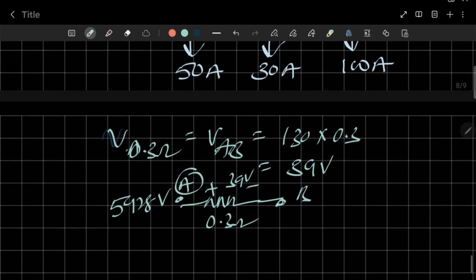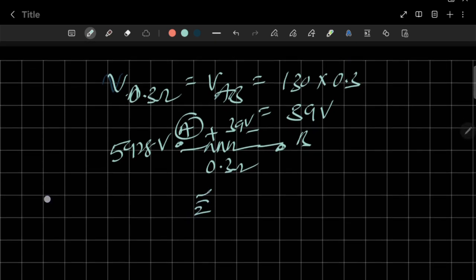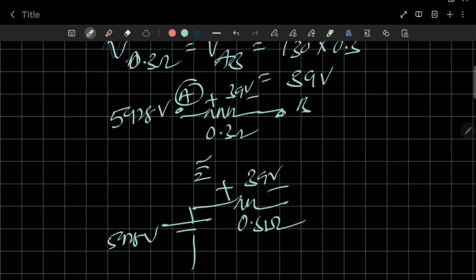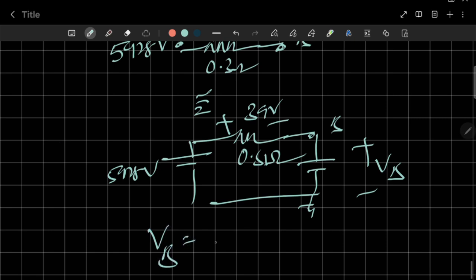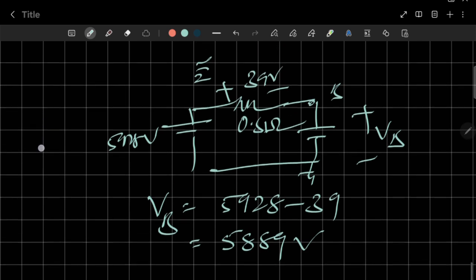Now you see, it is a simple circuit consisting of the source of 5928. So I can redraw this one like this. Source is 5928 volts and here I can take 0.3 ohms which has a voltage of 39 volts. Here node B is there. I don't know what is the voltage at this node B. So this is what I need to calculate, VB. A simple KVL you apply. VB is equal to the supply voltage 5928 minus 39. Simple. So this is the voltage at node B.